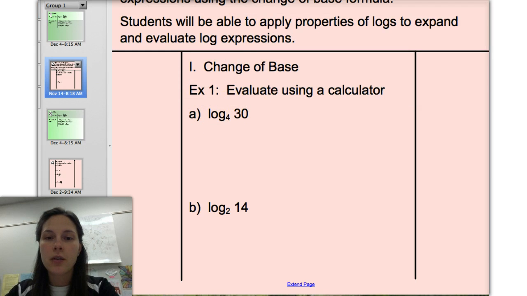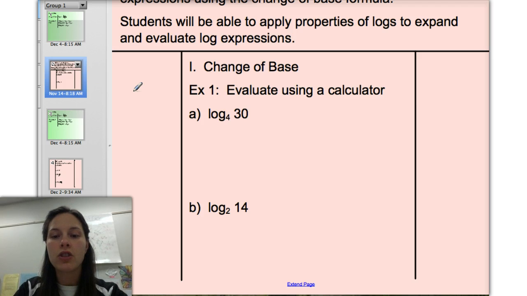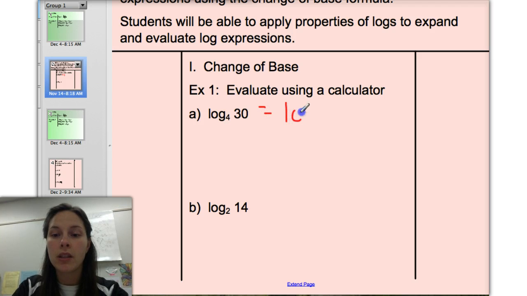So starting with our first, we have log base 4 of 30. 4 to what power equals 30? It is not an integer because 30 is not an exact power of 4. So we can change the base of the log. We can use the common log or the natural log. I'm going to start with the common log. 30 is higher, so that goes in the numerator. And 4, the base is lower, so that's going to go in the denominator.